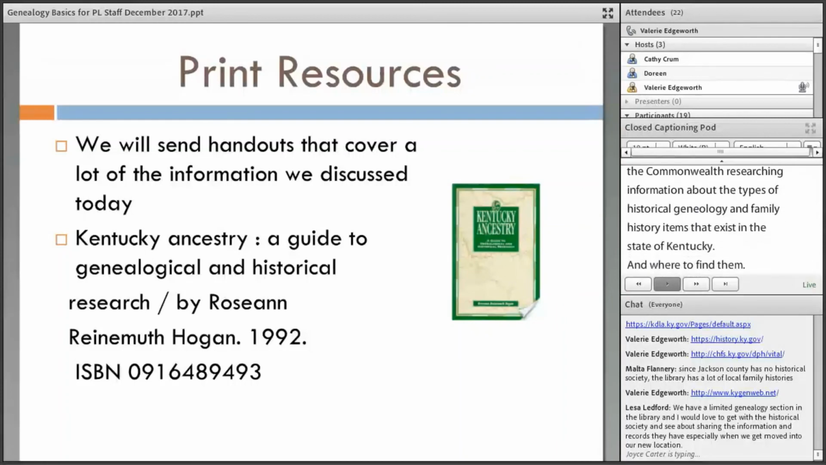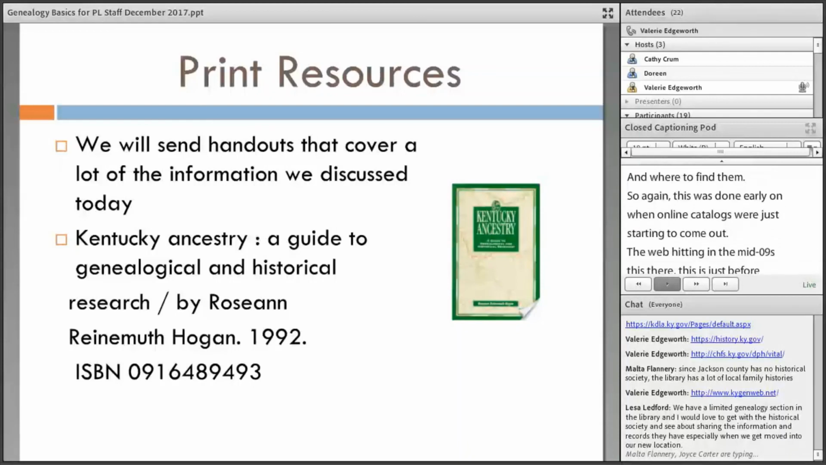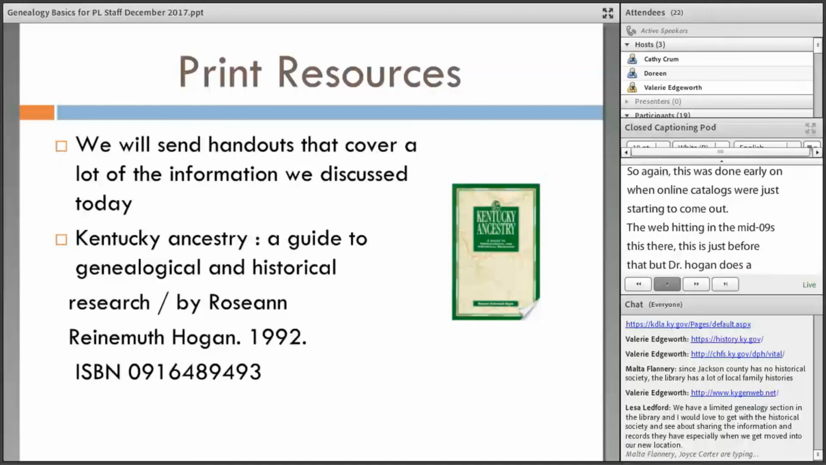So again, this was done early on when online catalogs were just starting to come out. You know, the web hitting in the mid-90s there. This is right before that. But Dr. Hogan does a phenomenal job in breaking down each record type, what it covers, what exists, and for those records from the 19th and early 20th century, that's not going to change. That information is already there and it exists.